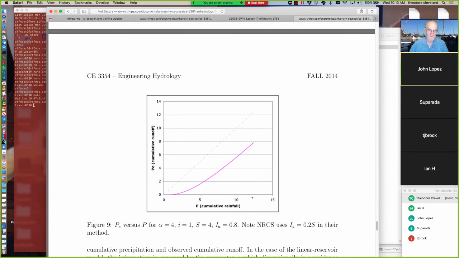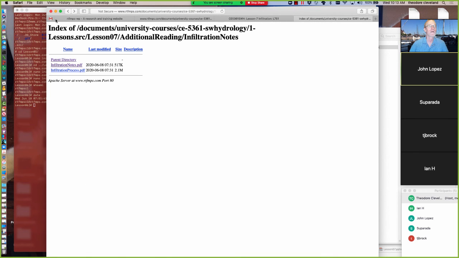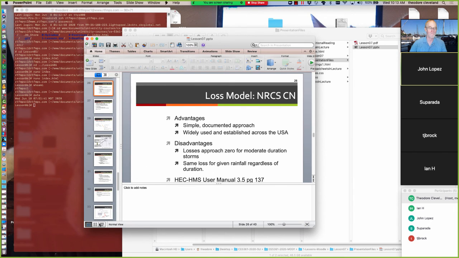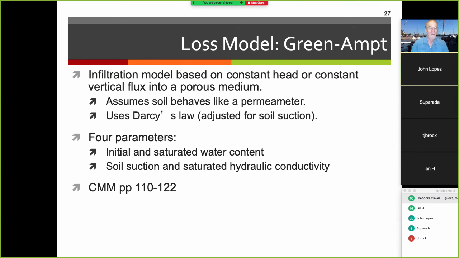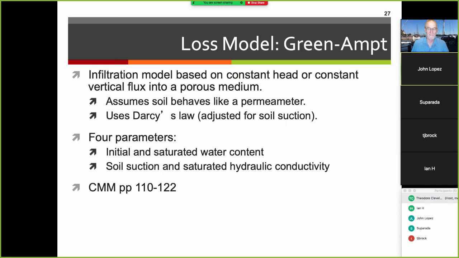So the curve number method has some explainable physics in it. So we're running out of time, so let me return and finish up the presentation. I didn't think it would take that long. The curve number is described in the HMS user manual on page 137. We'll see that when we get to using the HMS tool.